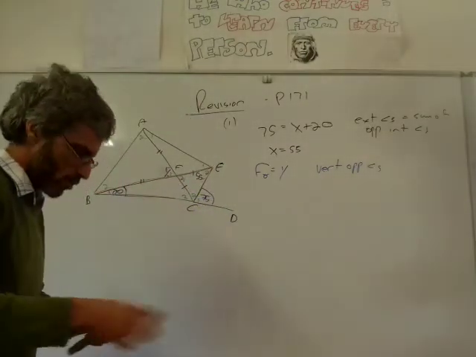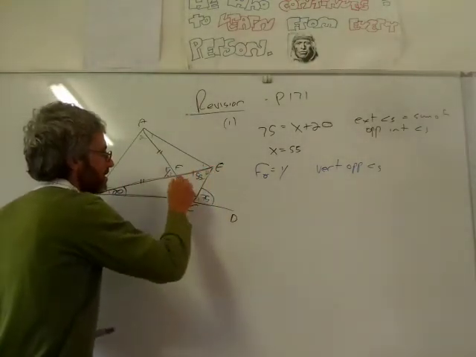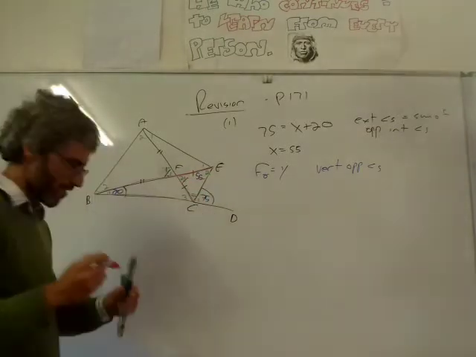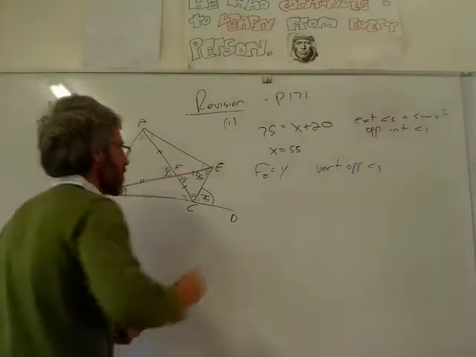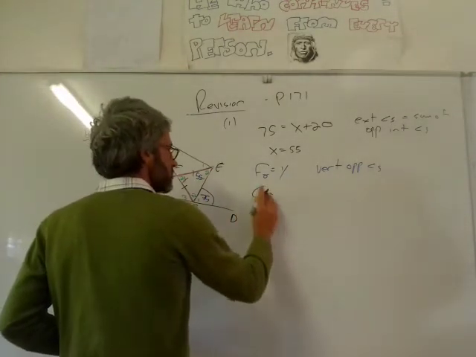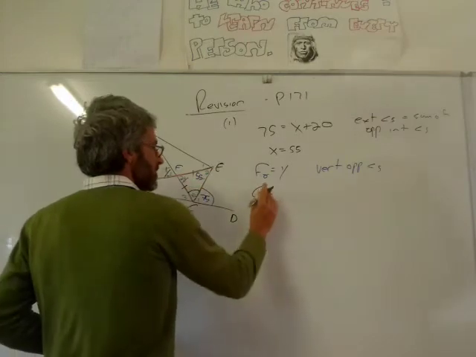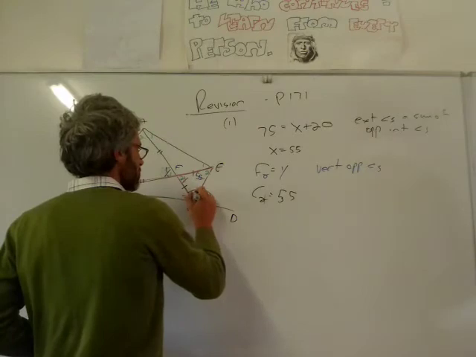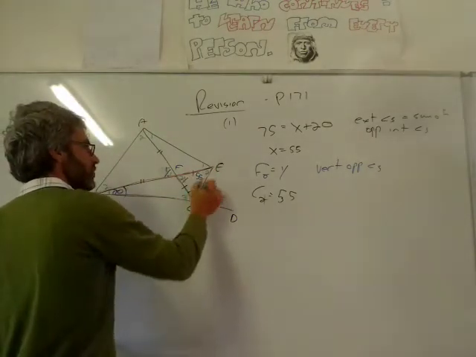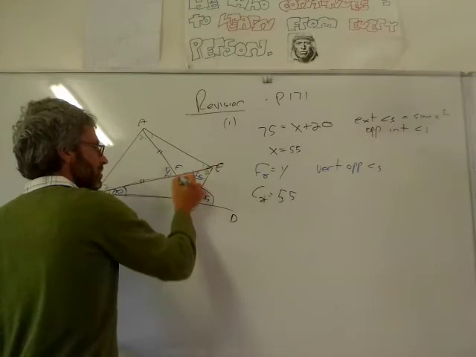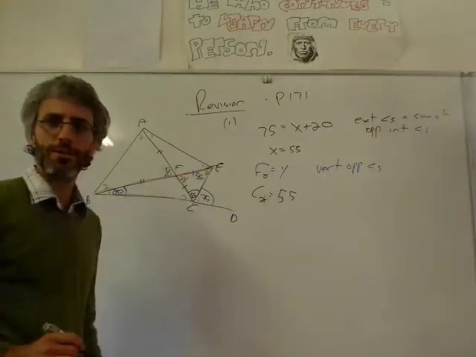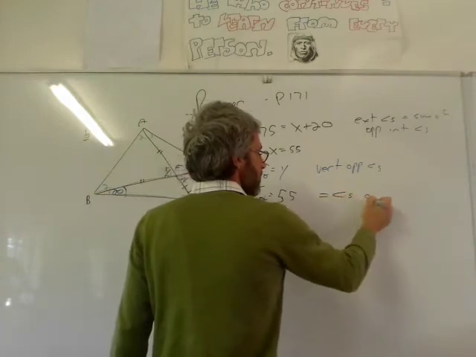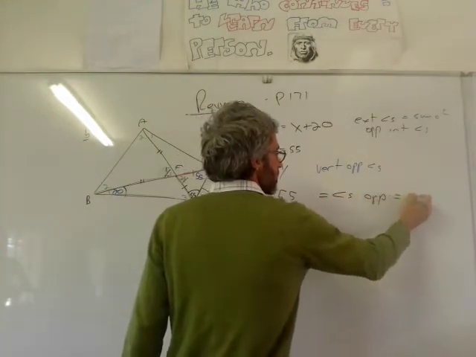So now let's look at this triangle which is highlighted in red. I know this is y, I know this is 55, but I know C2 is also 55. How do I know that C2, this angle, is also 55? Because this triangle is an isosceles. These sides are equal, so these angles are equal as well. Equal angles, opposite equal sides.